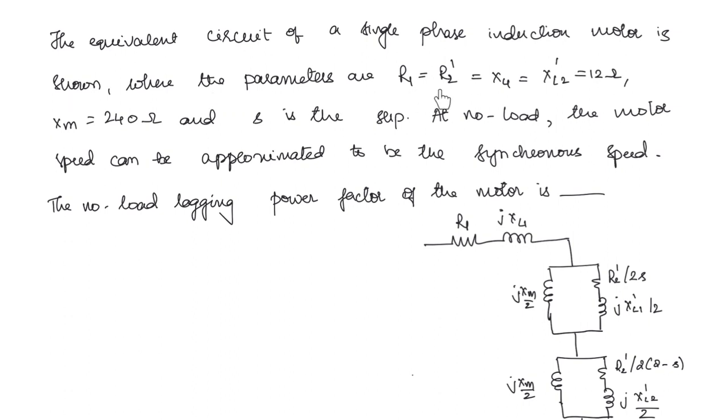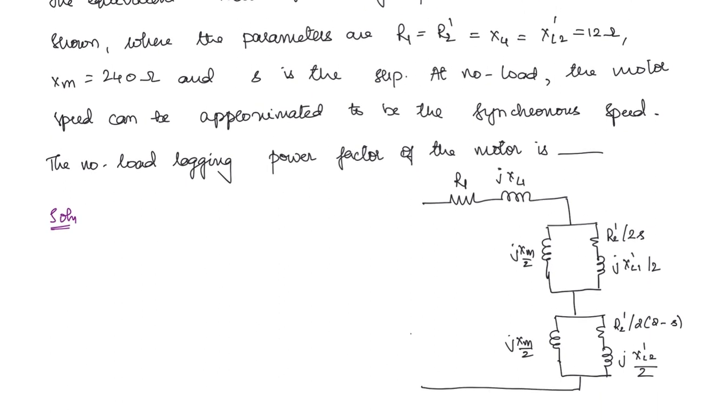The next question we have: the equivalent circuit of a single phase induction motor is shown, where the parameters are R1 is equal to R2 dash is equal to XL1 is equal to XL2 dash is equal to 12 ohm. XM is 240 ohm and S is the slip. At no load, the motor speed can be approximated to be the synchronous speed. The no load lagging power factor of the motor is dash. Okay, so this is the given equivalent circuit.